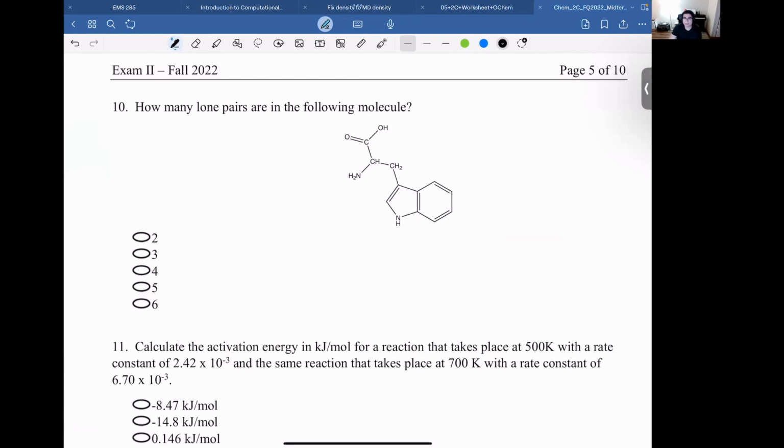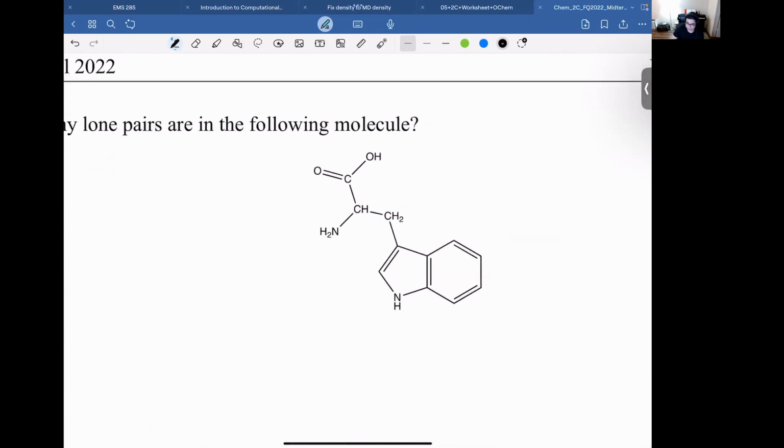It says how many lone pairs are in the following molecule? So here is where remembering some stuff in 2A would be helpful. I think it was in 2A, maybe it was 2B, but you covered formal charge at some point in your chemistry career. When something has a 0 formal charge, it's usually the most stable state for that. In organic chemistry, this is almost always true. Things with 0 formal charge are generally much more stable than things with formal charge.